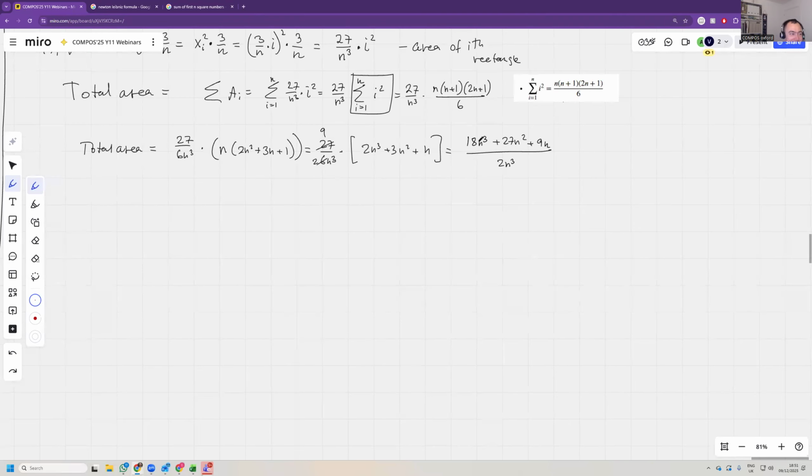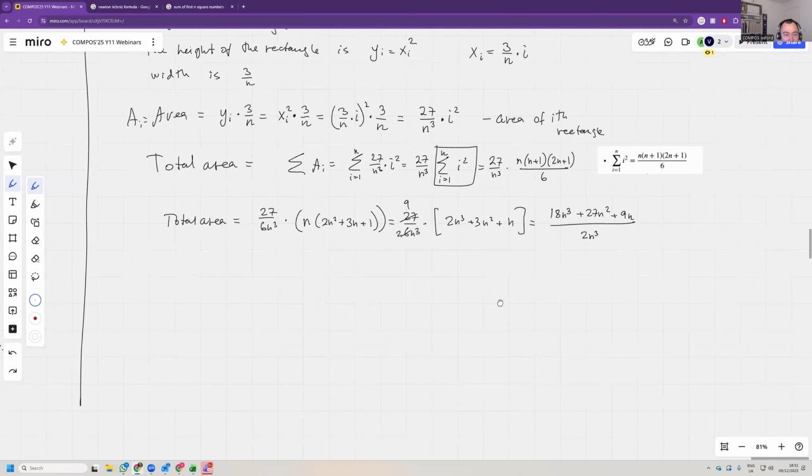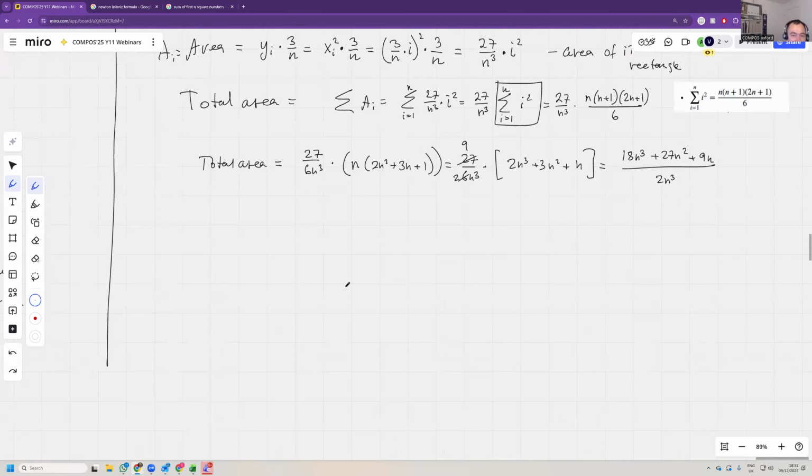So this is the sum. For n rectangles, the total area is 18n cubed plus 27n squared plus 9n. Why am I copying that down? I don't know. Cubed. Right.